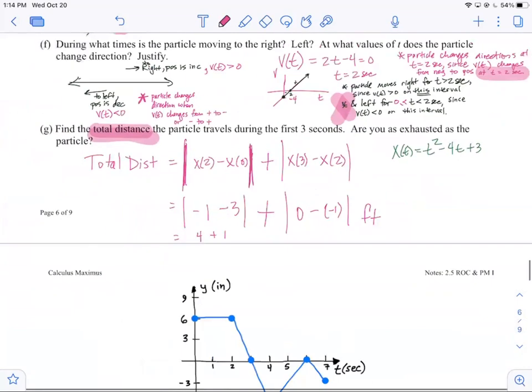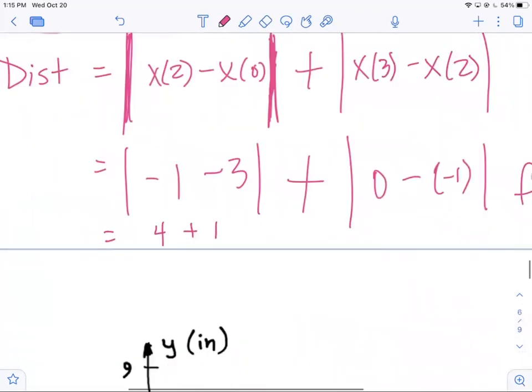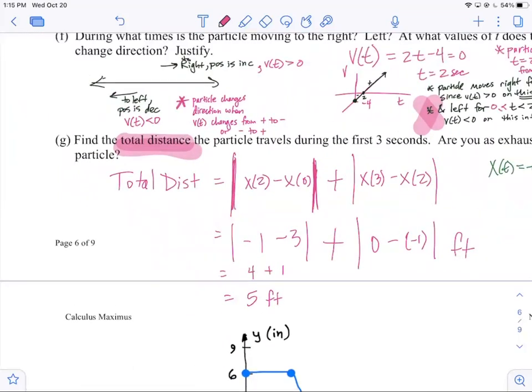So yeah, it moves 4 units to the left from 0 to 2. And then it moves 1 unit to the right from 2 to 3. Right? And that's why the displacement up there was negative 3. But here we're adding them together and we get 5 feet. Sweet. There you go. So the total distance traveled is the absolute value of the displacements added together in between every turning point. Okay. Kind of cool to think about it.